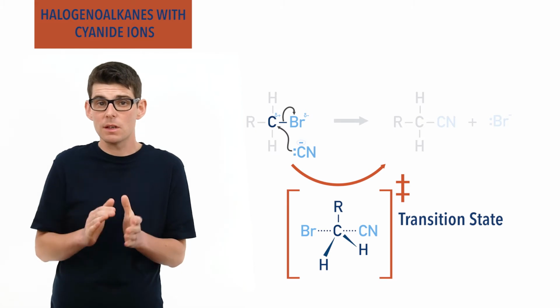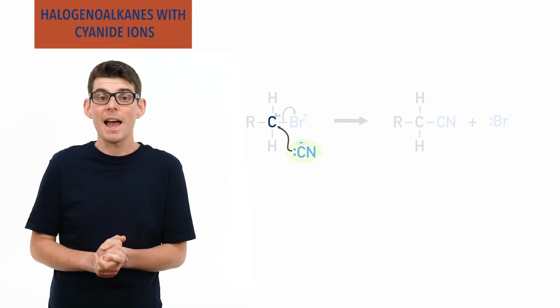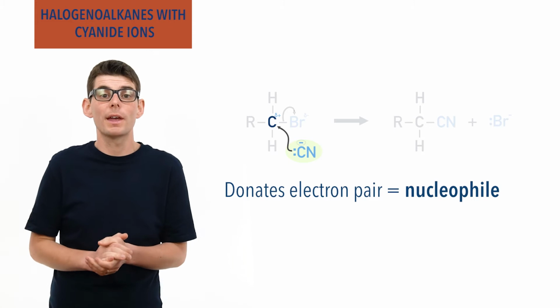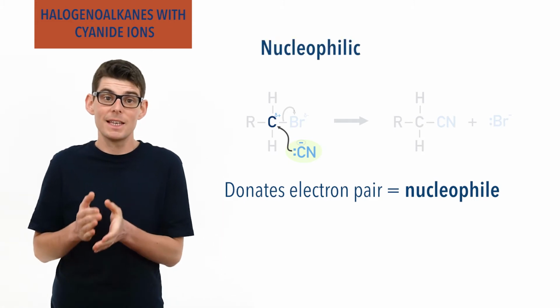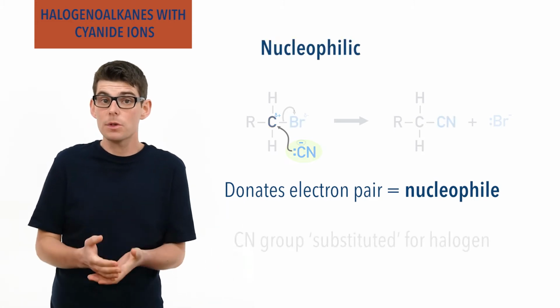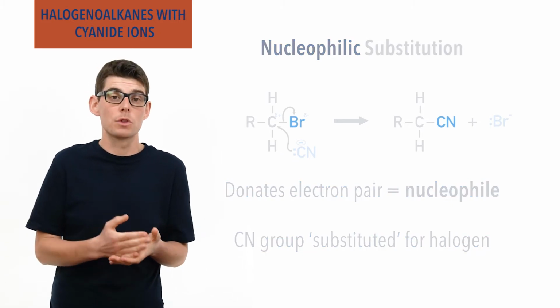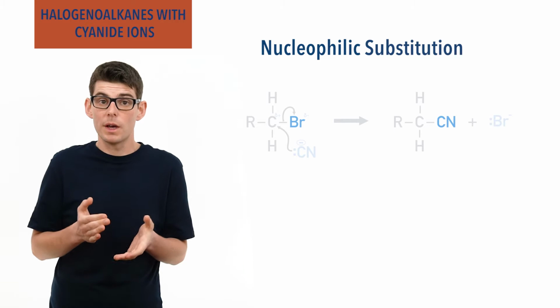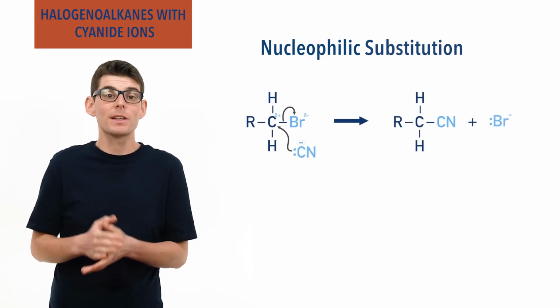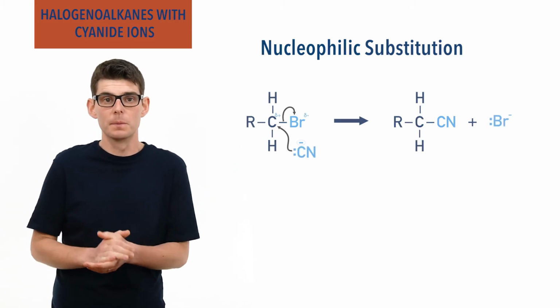To sum up the reaction, the cyanide ion acts as a nucleophile, making the reaction nucleophilic, and the CN nitrile group has been substituted for the halogen in the molecule, making the reaction substitution. This is why the reaction mechanism is described as nucleophilic substitution.